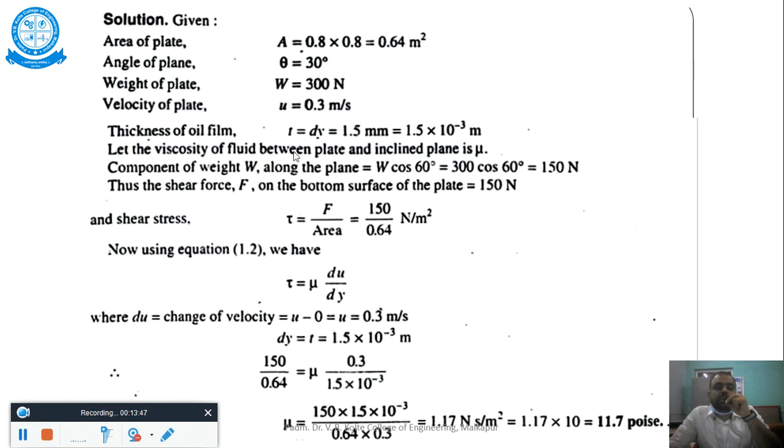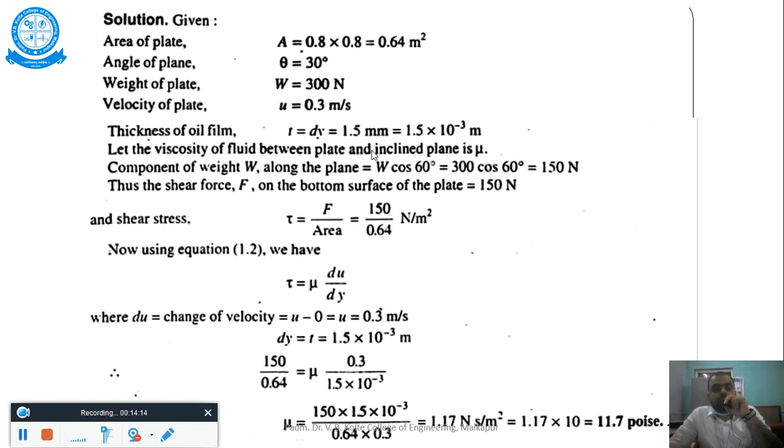Let the viscosity of the fluid between the plate and inclined plane be mu. Component of the weight capital W along the plane is, so we have to resolve this force. So what will be there? W cos 60 is equal to 300 cos of 60 is equal to 150 Newton. Okay. So thus the shear force F on the bottom surface of the plate is 150 Newton. This is the given data.